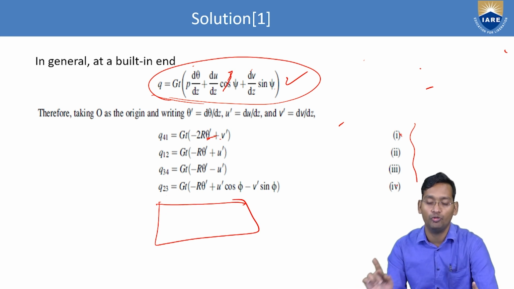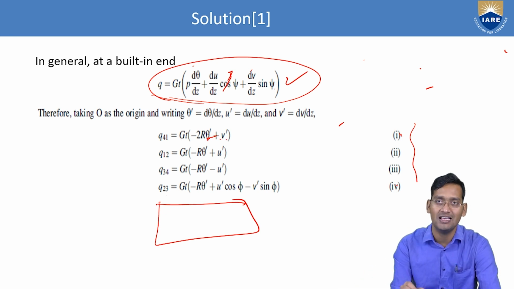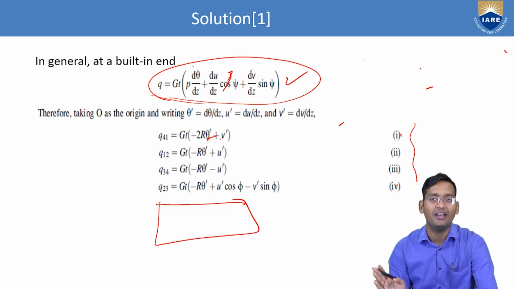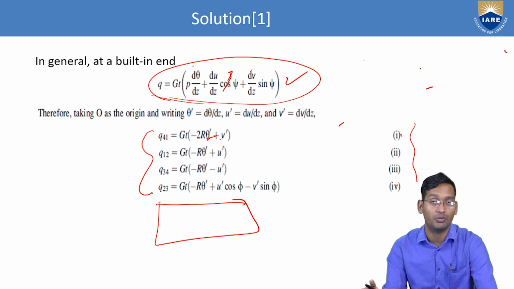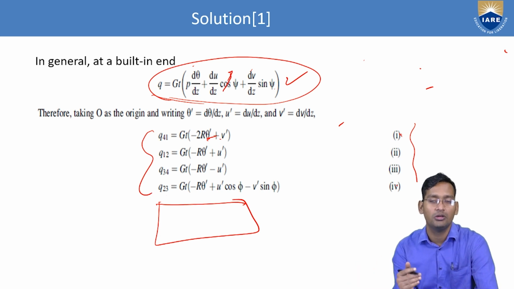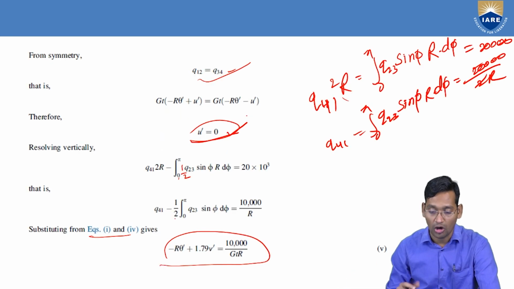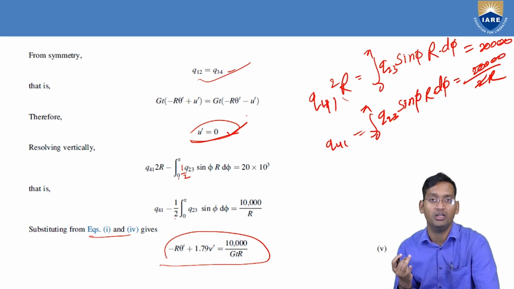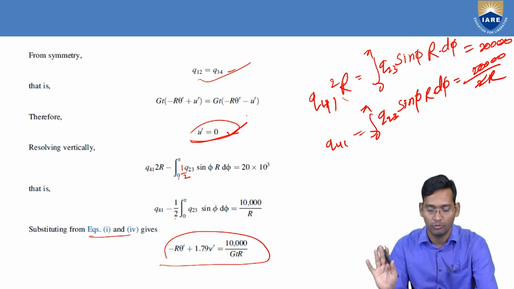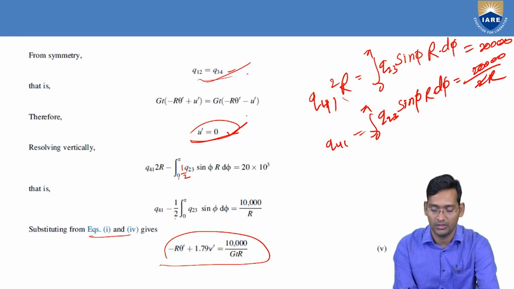Now what we have to do, first we have to find theta dash, v dash and u dash. After finding theta dash, v dash, u dash, come back and substitute in those 4 equations. If suppose 5 are there, then substitute in those 5 equations, right? And just simplify, you will get the answer. So how you will find theta dash, u dash? By resolving vertically, horizontally and taking moment. That's all. So here is the one equation.